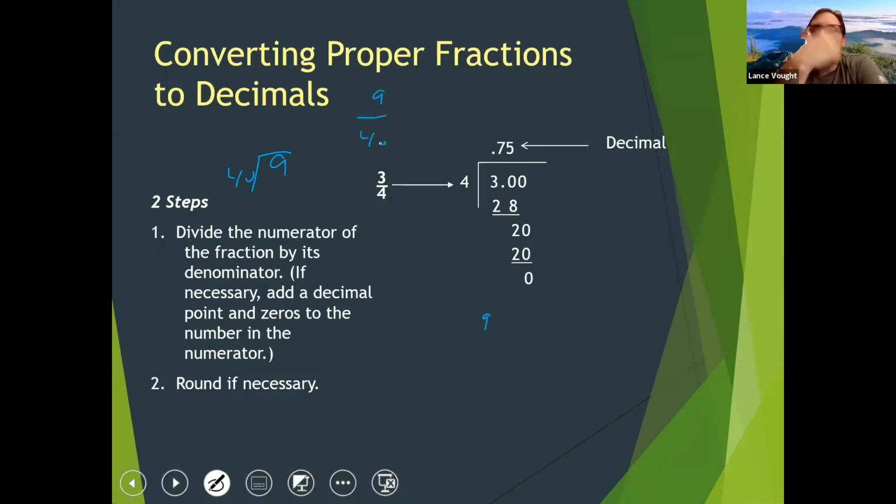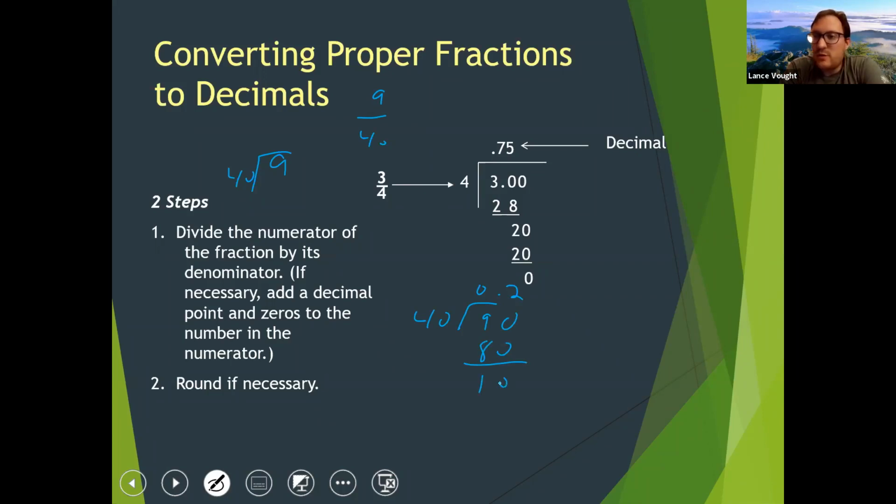Oh, before we even do that, can we simplify 9/40? No, because 40 is not divisible by 3 or 9. So we go to 9/40. We need to put a 0 here. We need to put a decimal point. We borrow the 0. We get 90. Well, 40 goes into 90 twice. 2 times 40 is 80. So we're left with 10.